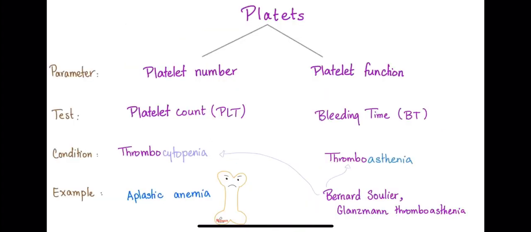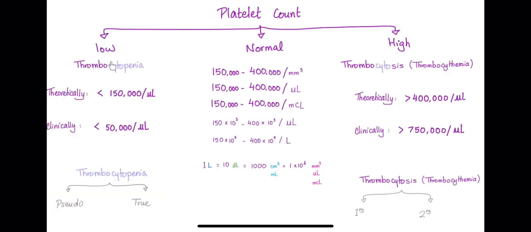As you know, if you have problems with your platelets, it's either a problem in platelet number or a problem with platelet function. In heparin-induced thrombocytopenia, it's a cytopenia. There is a problem with platelet number. It's low. This is the normal platelet count, this is thrombocytopenia, and this is thrombocytosis. Heparin-induced thrombocytopenia is a thrombocytopenia with low platelet count. Is it pseudo-thrombocytopenia or is it true thrombocytopenia?